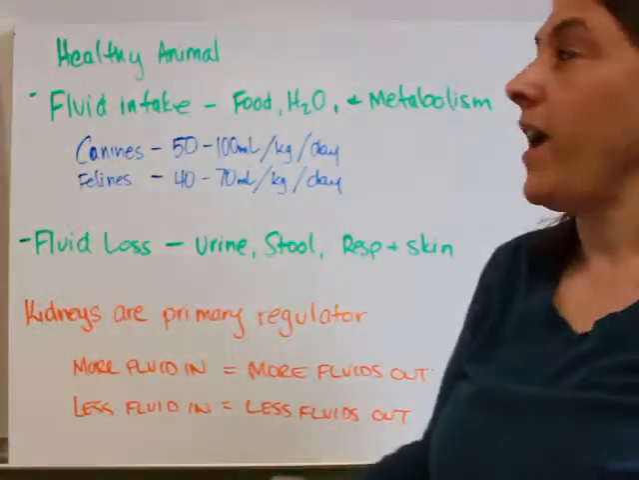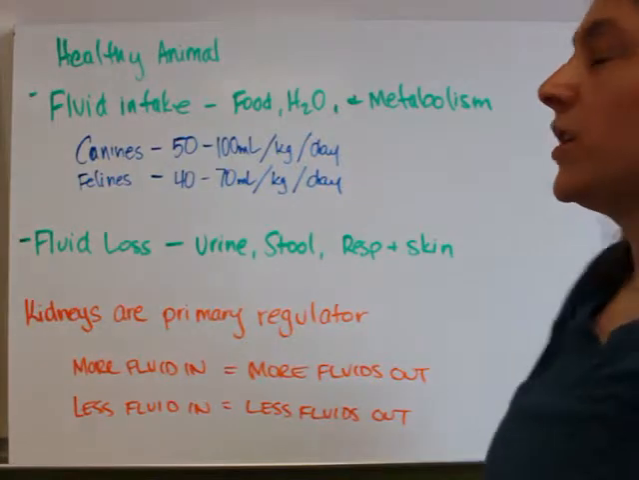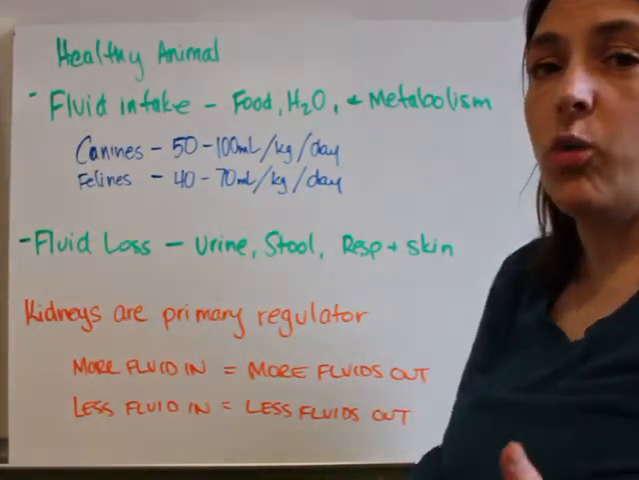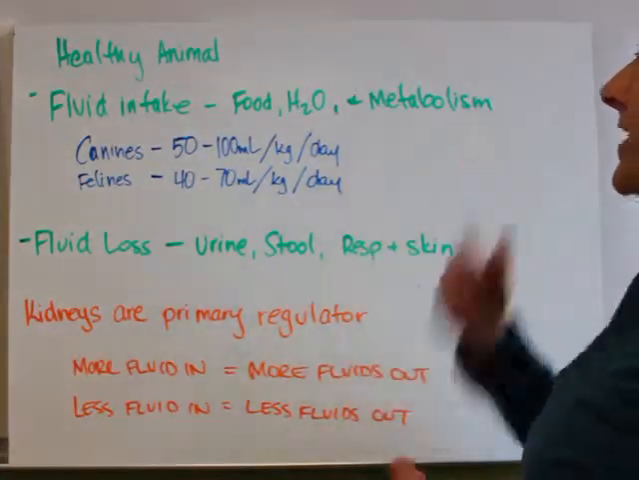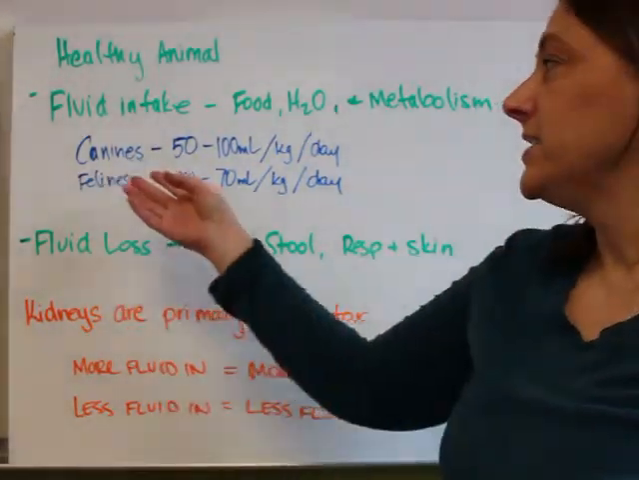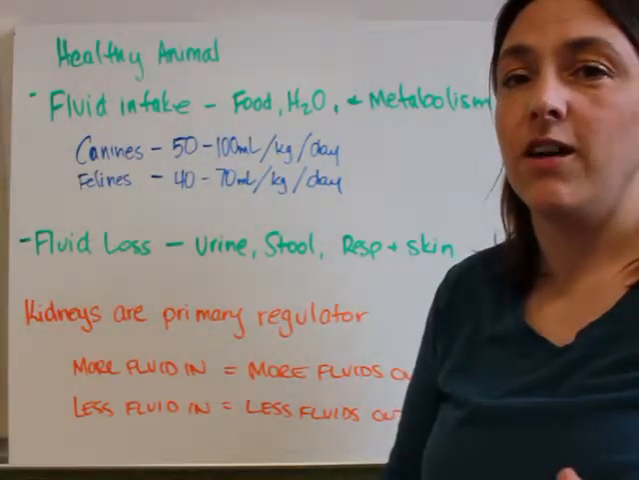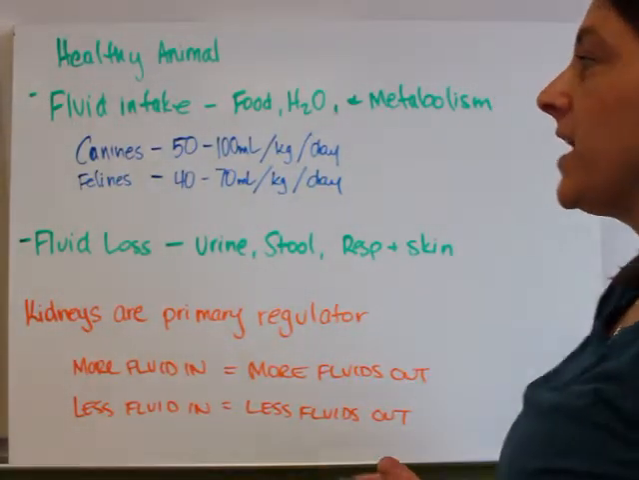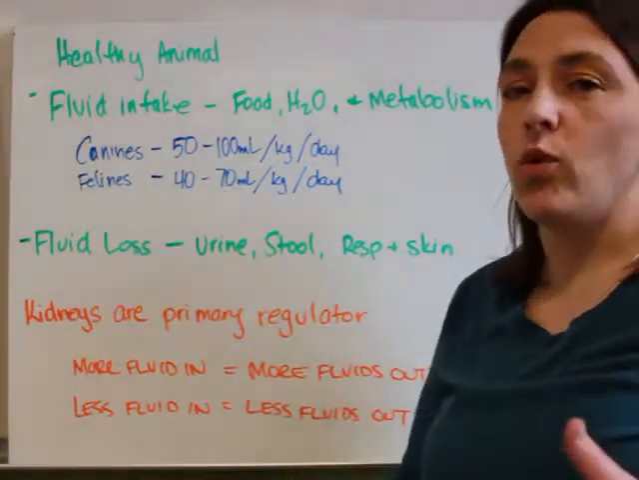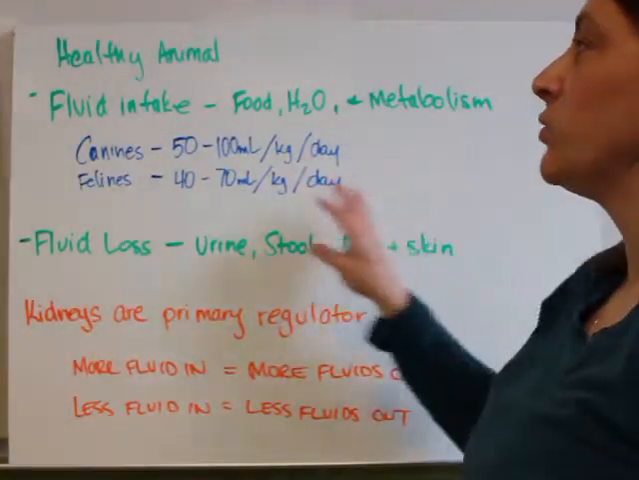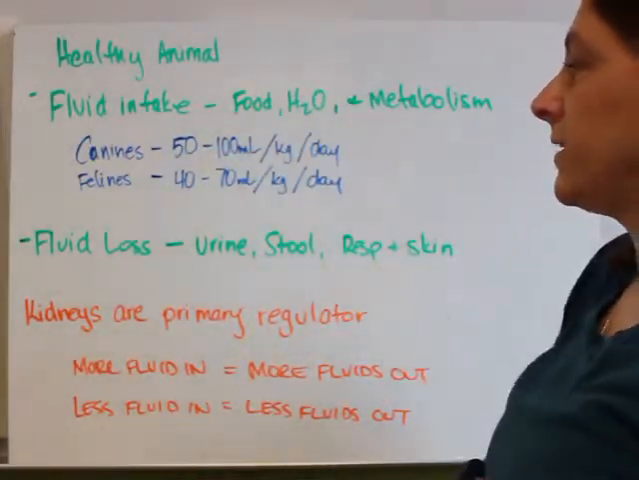So in a healthy animal, we would get fluid intake from food, water, as well as metabolism. Canines take in about 50 to 100 mLs of fluid per kg per day, and then felines are about 40 to 70 mLs per kg per day. So this is about how much water and fluid intake that they make.